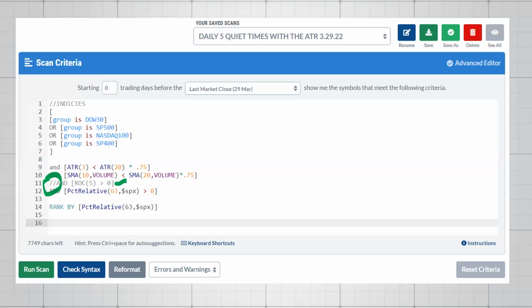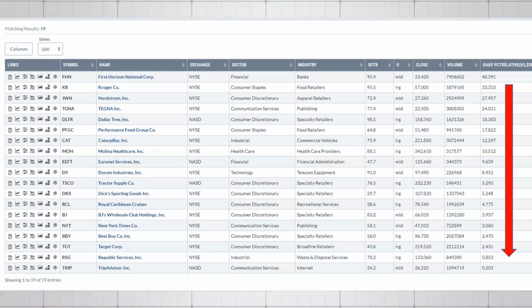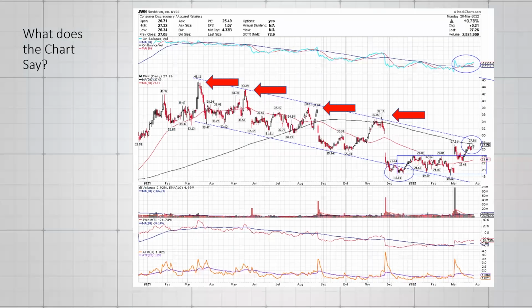If we look at our results page, we have only 19 matching results out of almost 1,000 potential stock candidates, only 19. We do see that our percent relative on the first level is 48.391 and down to the bottom 0.203. So we did get the sort that we asked for. Let's take a look at our first chart.